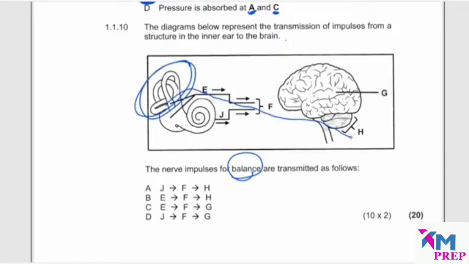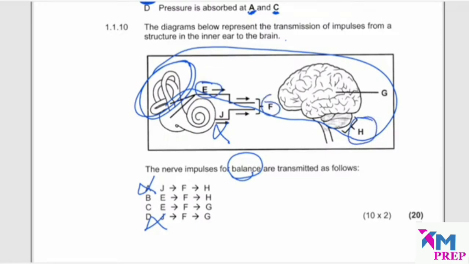Yes, we have to focus. So anything that has J is out. It has J, it's out. So it's going to start with E, F. Now balance is about the cerebellum. So the answer is E, F, and H. Do we have that? E, F, and so the answer becomes B.